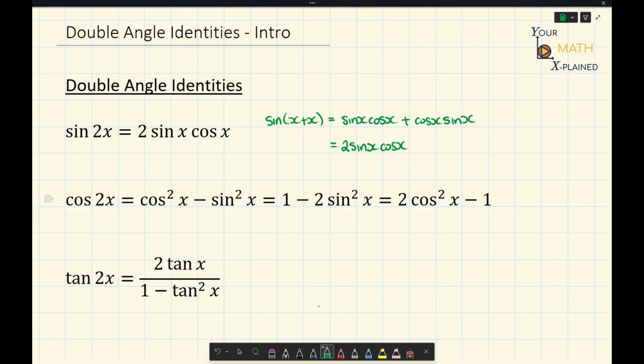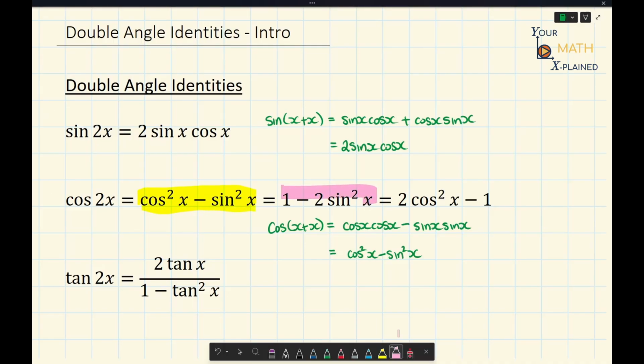Now similarly, cos 2x would be cos of x plus x. Using our sum and difference identity, we get cos x cos x minus sine x sine x. Simplifying this will give us cos squared x minus sine squared x. Now notice how we actually have 3 different parts to this identity. The one that we've proven is the first one, which is cos squared x minus sine squared x.